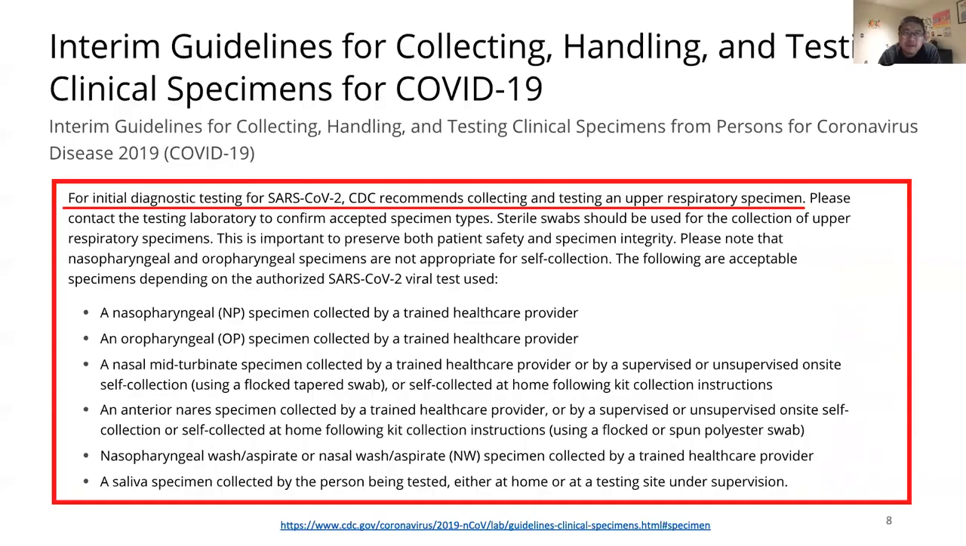However, the CDC has put interim guidelines for collecting, handling, and testing clinical specimens of COVID-19, where it explicitly stated that for initial diagnostic testing of SARS-CoV-2, CDC recommends collecting and testing an upper respiratory specimen, which is mostly what we have seen, those nose swabs or oral swabs.